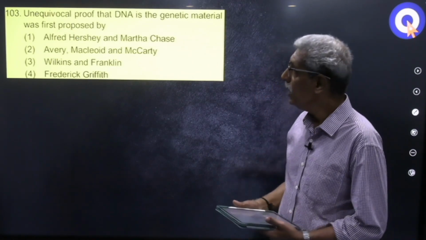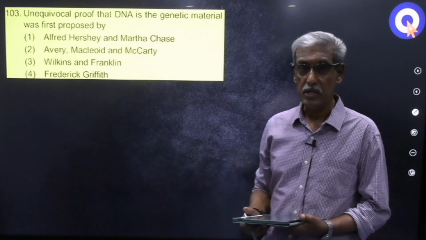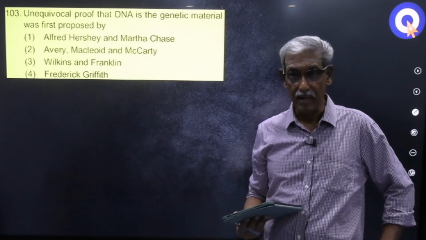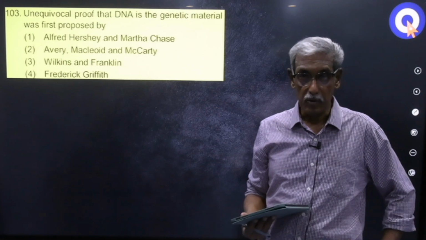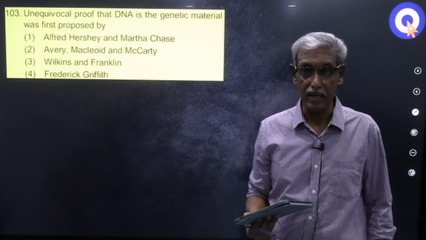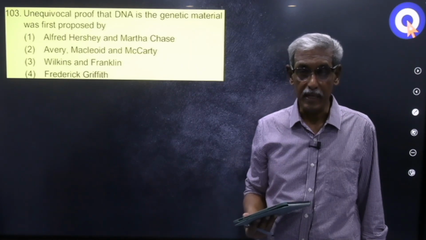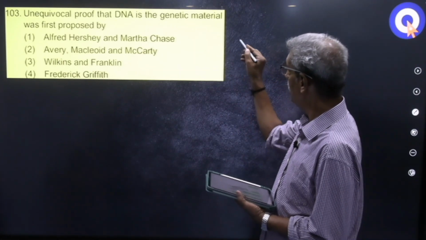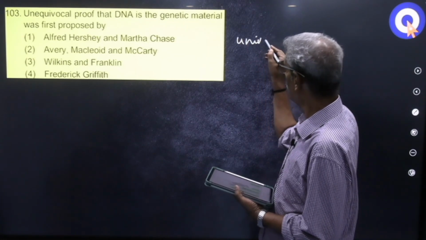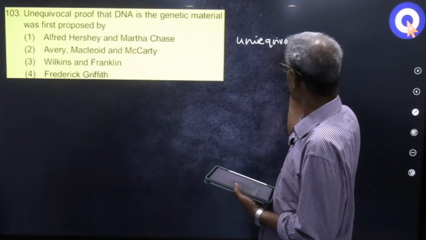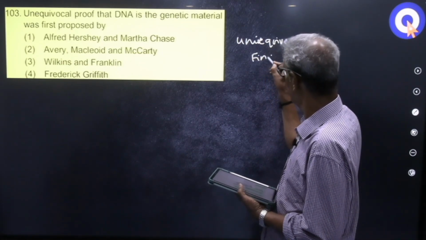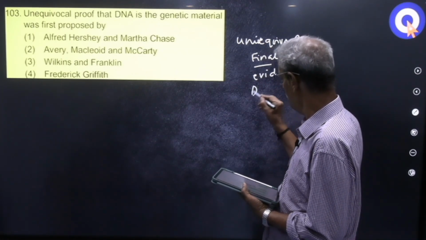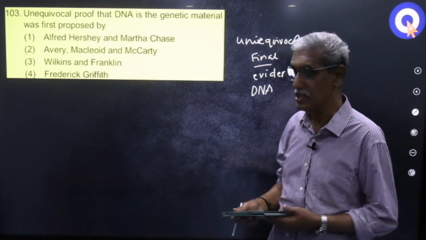If you recollect, the Hershey-Chase experiment deals with bacteriophages, and how the genetic material gets into the bacteria. They used radioisotopes of nitrogen and phosphorus, and they tagged exactly whether the protein or the DNA gets into the bacteria. Their study, for which they got a Nobel Prize, gives the unequivocal proof. What do you understand by unequivocal proof? It is the final proof, which is very much evident in all organisms, that DNA is a genetic material. That was proved by Hershey and Chase.